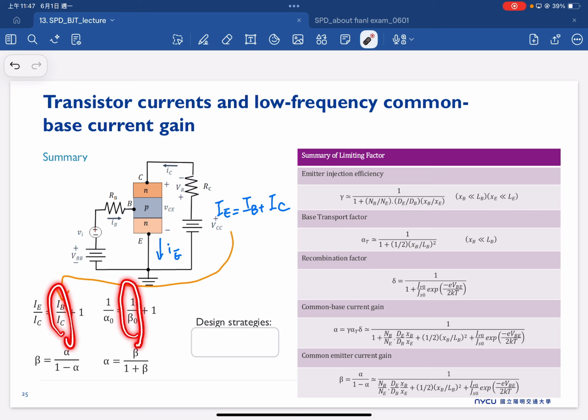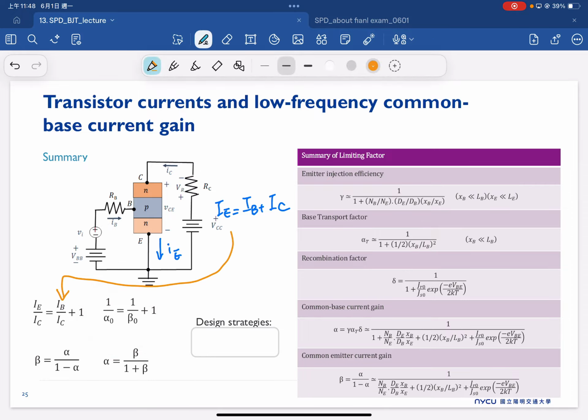So therefore, we have the equation that allows us to calculate the alpha and beta. So the beta is equal to alpha over 1 minus alpha. And then the alpha is equal to beta over 1 plus beta.